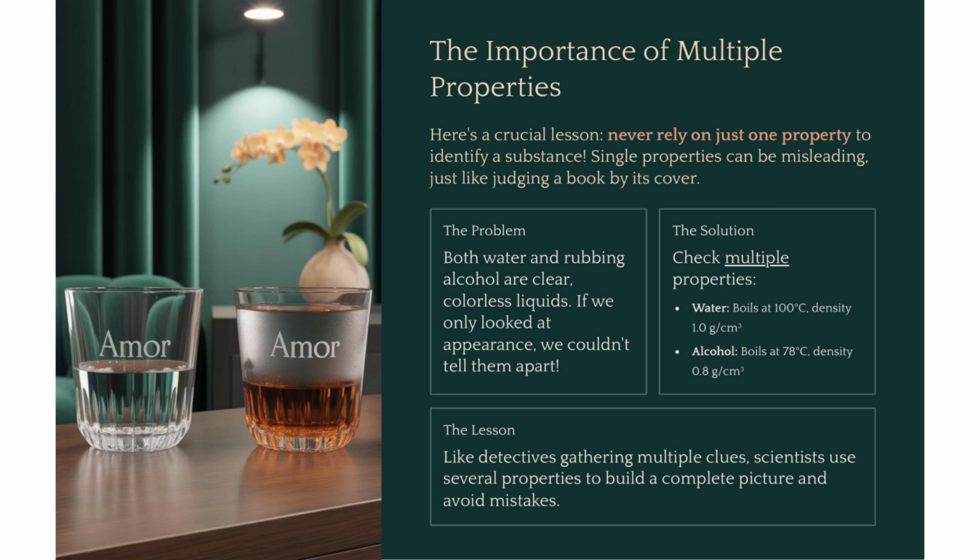While one property can be very helpful, it's always best to use more than one. For example, both water and rubbing alcohol are clear, colorless liquids. Just looking at them, you can't tell the difference. But if you were to measure their boiling points, you would find that water boils at 100 degrees Celsius and rubbing alcohol boils at about 82 degrees Celsius. So by analyzing a different property, you can easily tell them apart.